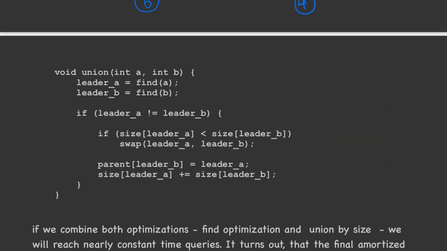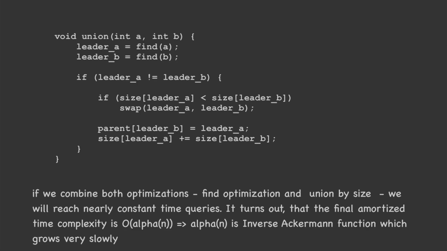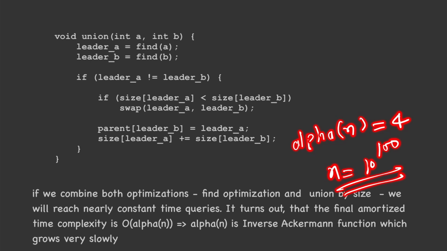This will reduce our time complexity from O of n to O of log n. If you combine both optimizations, find optimization and union optimization, we will reach nearly constant time queries. It turns out that the final time complexity is O of alpha of n. Alpha of n is the inverse Ackermann function, which grows very slowly. Actually, alpha of n is 4 for n equal to 10 to the power 100. So this grows very slowly.